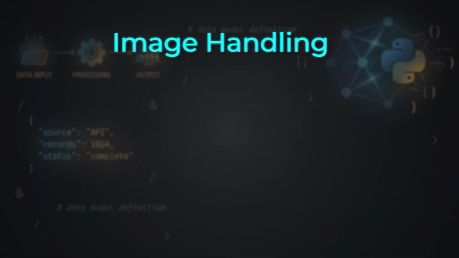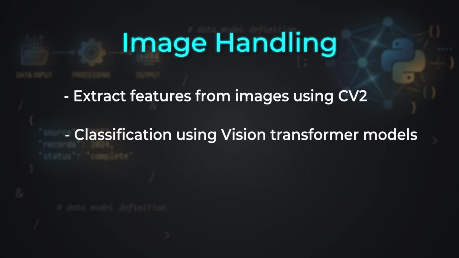Finally, we will take a look at the image handling part, where we first extract various features from the image using OpenCV, the popular image processing library, and apply various mathematical functions and extract features really quickly. Then we perform image classification using the latest state-of-the-art vision transformer models from Google.